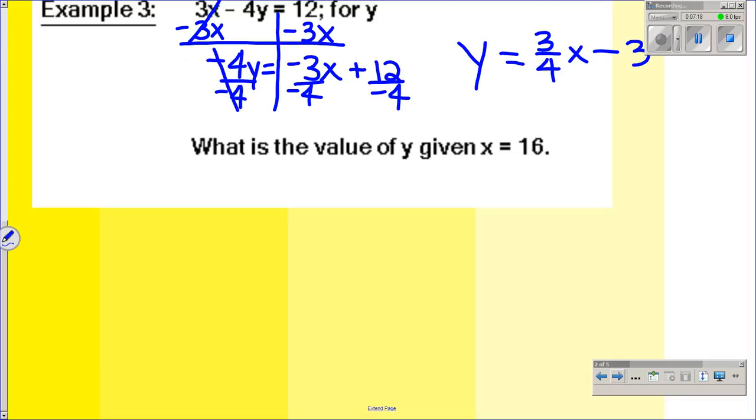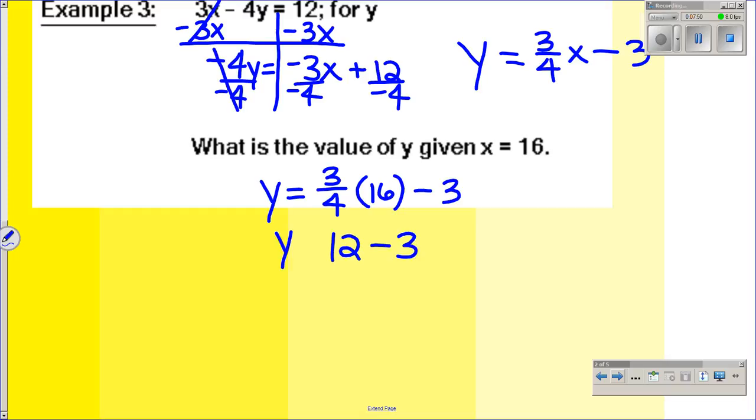We're now asked, what is the value of y given x equals 16? So we're going to say y equals 3/4 times 16 minus 3. Here you could do that cross-reduce. You could do the 16 divided by 4 and multiply, or you can say 3 times 16 and divide by 4. I'm going to do 16 divided by 4, and that's 4, and then times 3. So this is going to equal 12, and we still have our minus 3. So keep simplifying. 12 minus 3, so y equals 9.